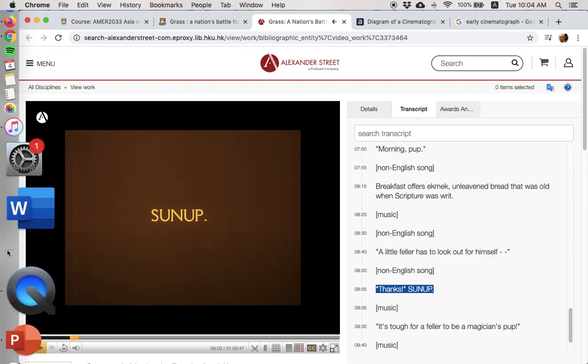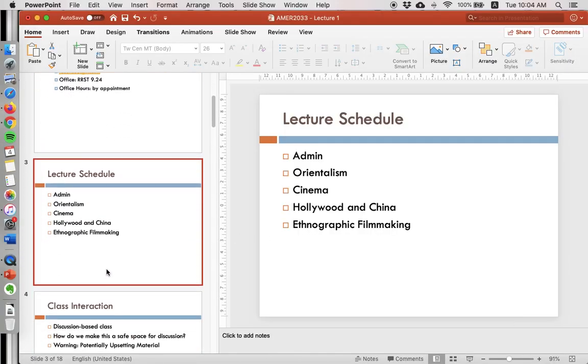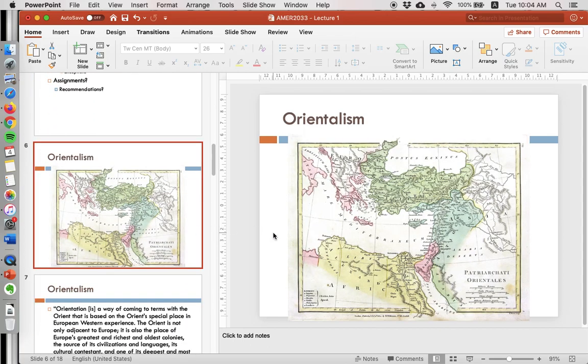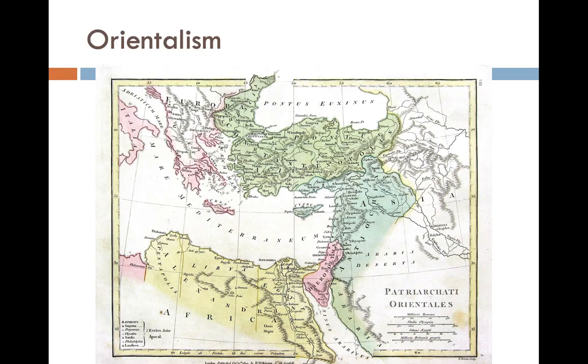So let's get back to the PowerPoint. One of the foundational arguments that any course on representations of Asia or representations of the East is going to have is this foundational concept of Orientalism. Long before we had what we would call Asian studies today, or even an American studies course, there was an academic discipline called Orientalism, or Oriental studies.